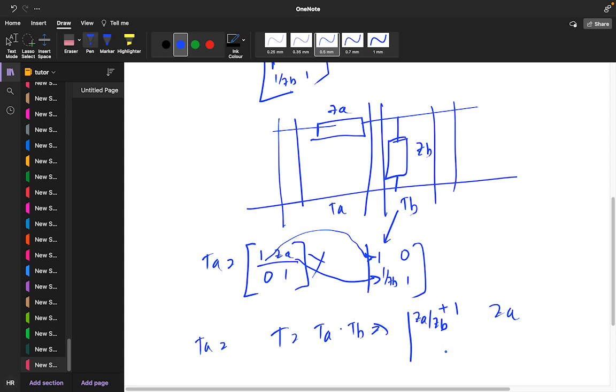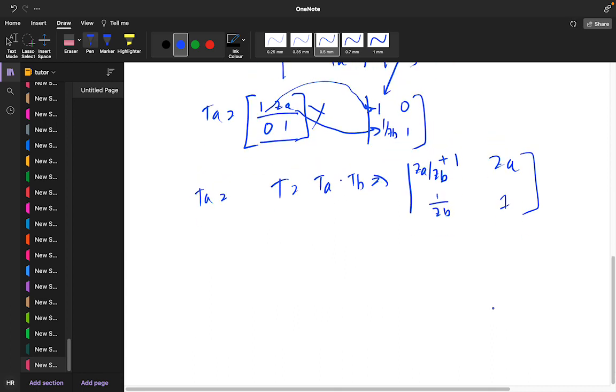This will be ZA, and if we solve for this, 0 into 0, 1 by ZB will come, and this is 1 by ZB, and 1. So what is the overall result? Your total T parameter network is 1 plus ZA by ZB, ZA, 1 by ZB, 1.